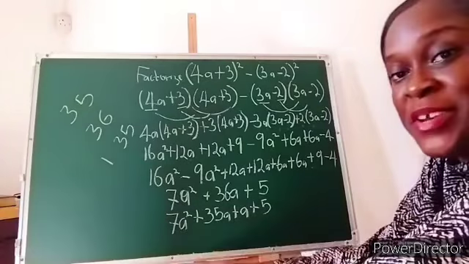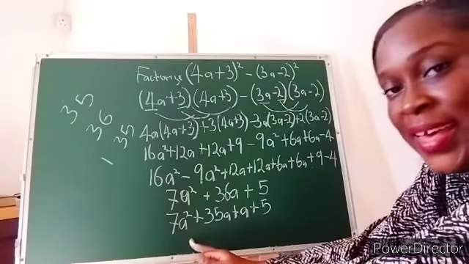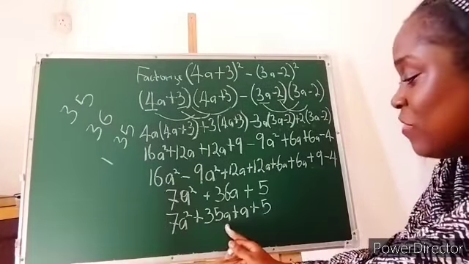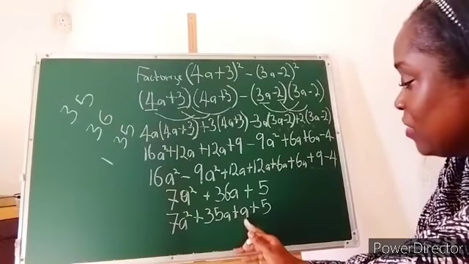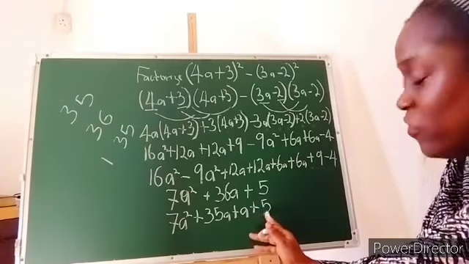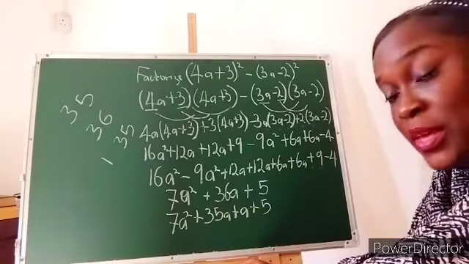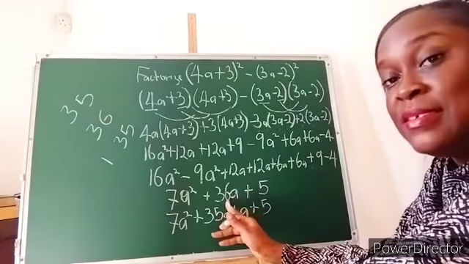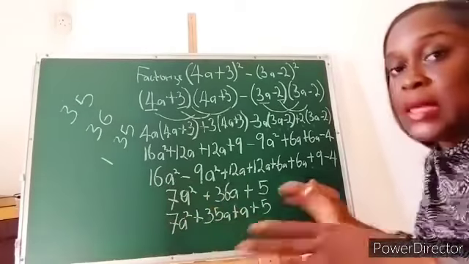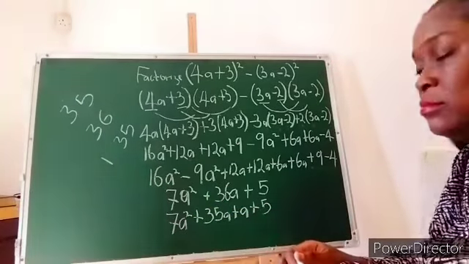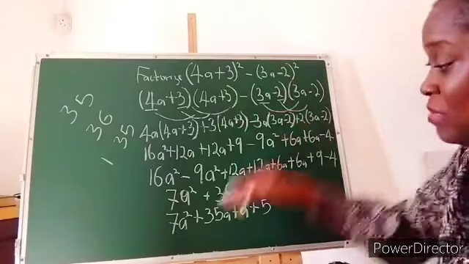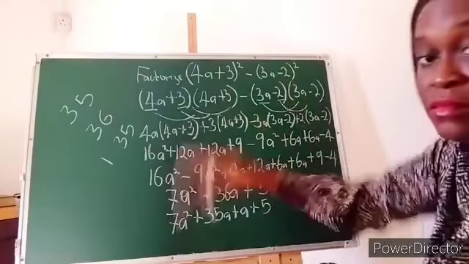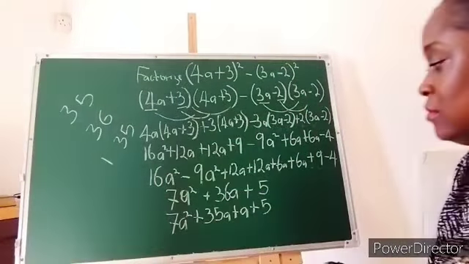So as the thing don reach 7a square plus 35a plus a plus 5. See wetin I do here now. 35a plus a na 36a. I break am, I scatter am. You see this problem? I don scatter am. I don bring am down.